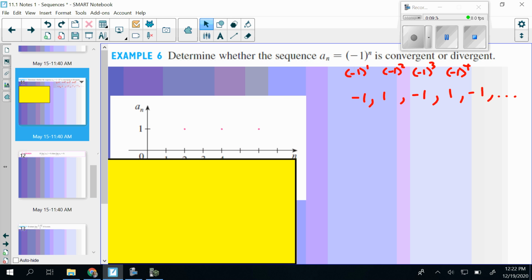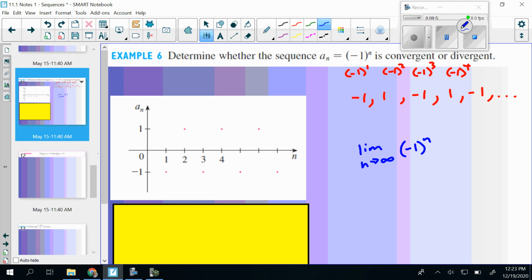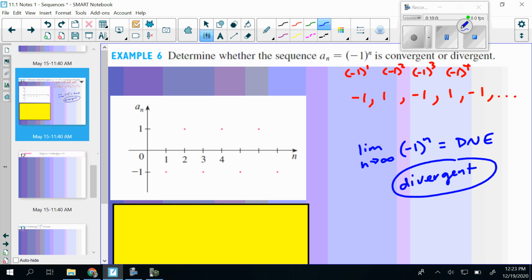So if you graph this one out on your calculator, it would end up looking like this. Well, are those dots approaching anything? No, they're just jumping back and alternating between the two values. So in this case, we would say the limit as n approaches infinity on this one does not exist. And so this would be an example of one that is divergent. It doesn't approach anything, and the reason would be it just oscillates.